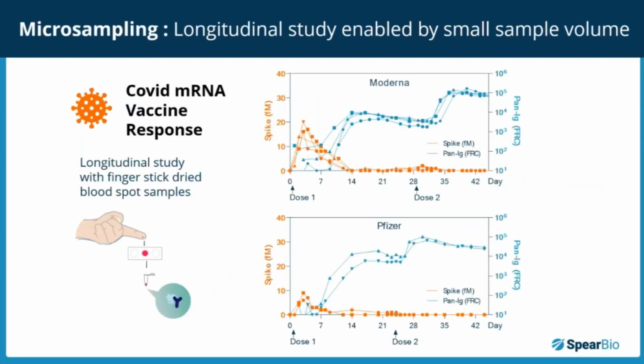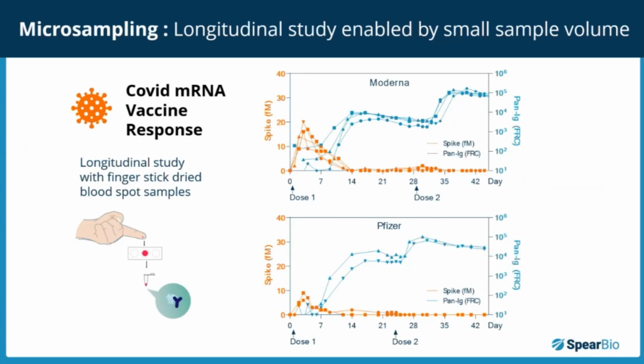With ultra-sensitivity and high precision, Spear is actually an ideal platform for developing assays tailored for microsampling and longitudinal studies. Here is an example of how Spear enables high-frequency longitudinal monitoring using finger stick dried blood spot samples to track mRNA vaccine response. A COVID spike protein assay and a spike pan-Ig assay were developed using Spear platforms.